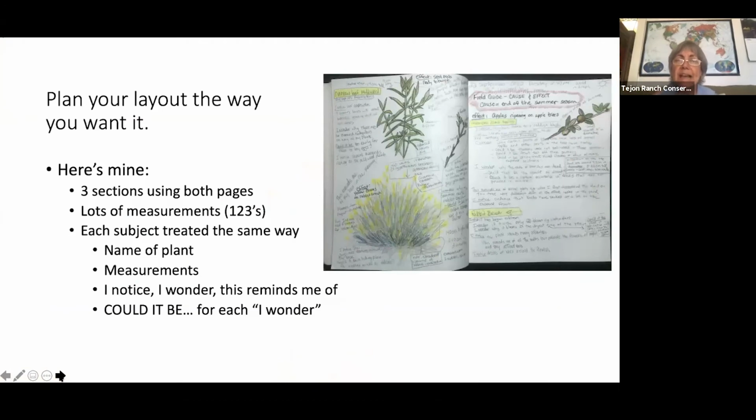So you're going to plan your layout the way that you want it. Here's mine. I studied 3 things. I used 2 pages. I used the facing pages. There's lots of measurements in each of my entries, and each of my subjects is treated the same way. The name of the plant, the measurements, I notice, I wonder, this reminds me of, and could it be for each of my I wonders.